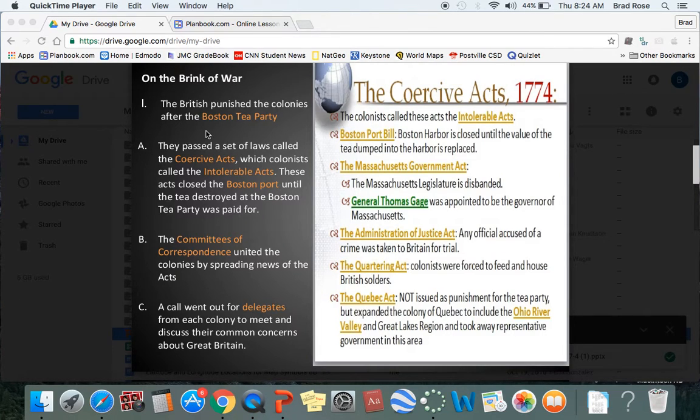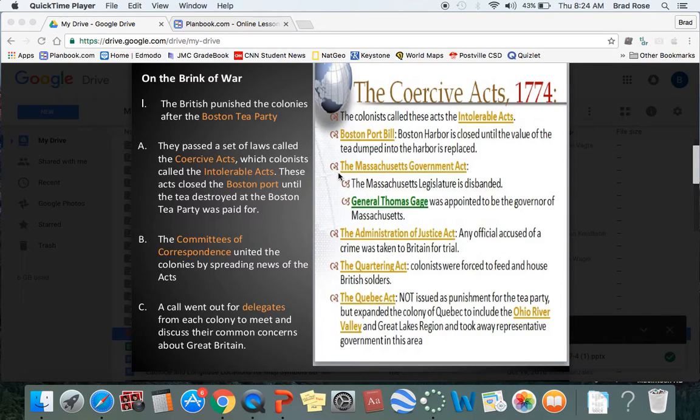Well, the king does not like this very much, and he gets Parliament to pass a set of laws called the Coercive Acts. The colonists call these the Intolerable Acts because they basically try to punish the Boston citizens. First of all, the Boston Harbor is closed. No one can bring ships in, no one can bring ships out, and it's supposed to be closed until they pay for all the tea that's dumped into the harbor.